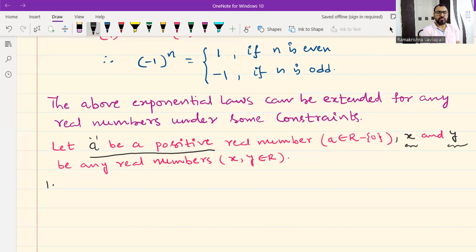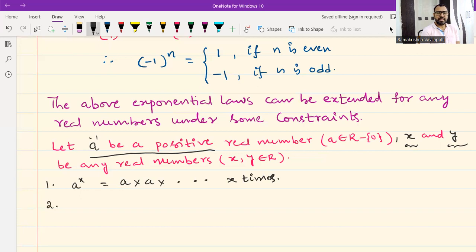And x and y be any real numbers. So a to the power of x is nothing but a multiplied how many times? x times: a into a into a. This is x times. The proof is beyond our scope, so I do not give any proof.